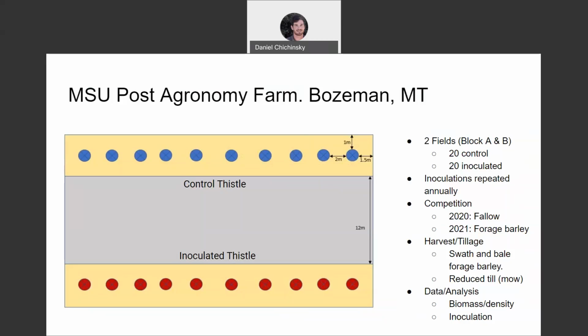We will also evaluate harvest and tillage between the inoculated and the control thistle. Our plan for 2021 is to swath and bale the forage barley within each field, and then we will follow this up with a mowing in order to minimize the regrowth of thistle. Data and analysis will include a collection of biomass and density of both thistle and crop, and we will also continue to monitor inoculations to determine whether or not our field inoculation methods are successful.